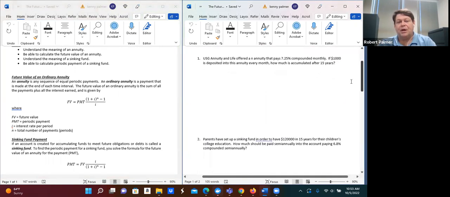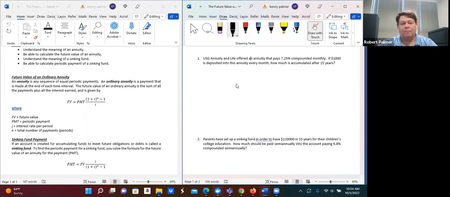It says USG Annuity and Life offered an annuity that pays 7.25% compounded monthly. If $1,000 is deposited in this annuity every month, how much is accumulated after 15 years? Let's take a look.